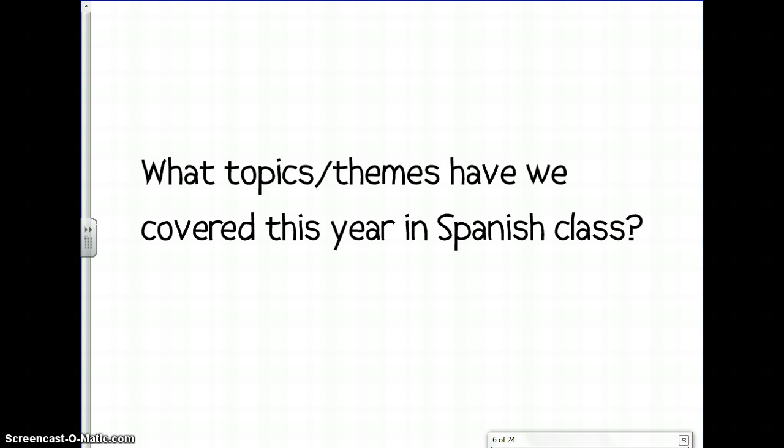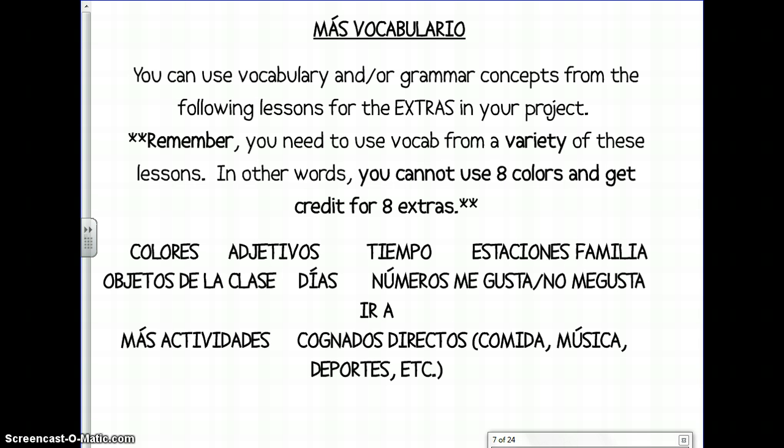Now we're going to look at the topics that we've covered so far this year in Spanish class. And essentially all words that we've learned this year are up for grabs for extra uses of vocabulary words. Here are some of the topics: los colores, adjetivos, tiempo, estaciones, familia, objetos de la clase, días, números, me gusta, no me gusta, ir a, más actividades, cognados directos, comida, música, deportes, etc.